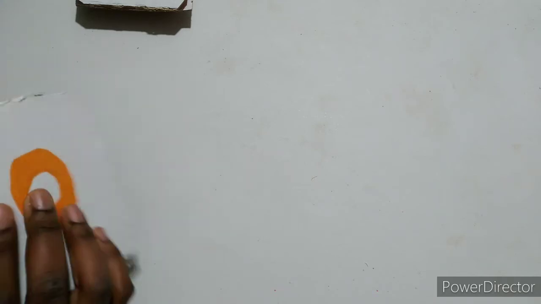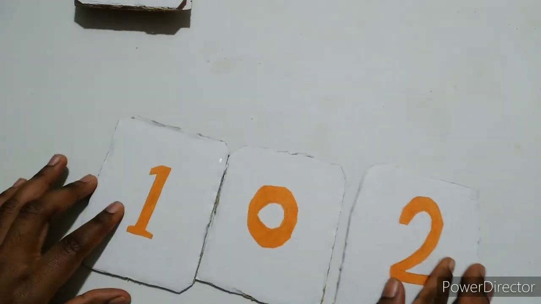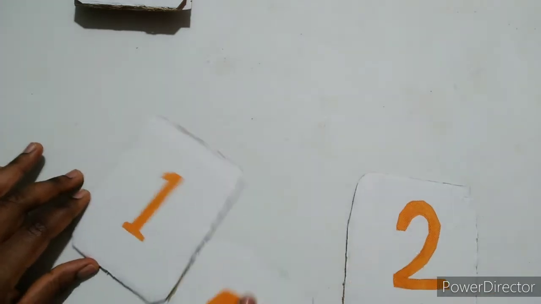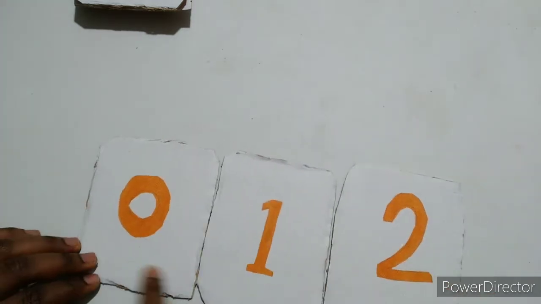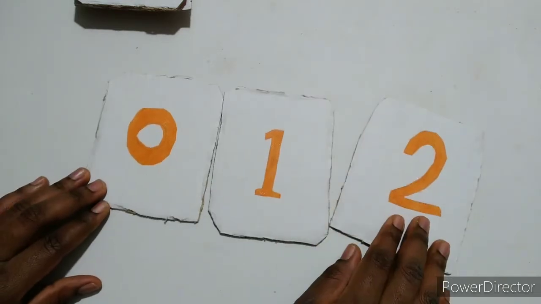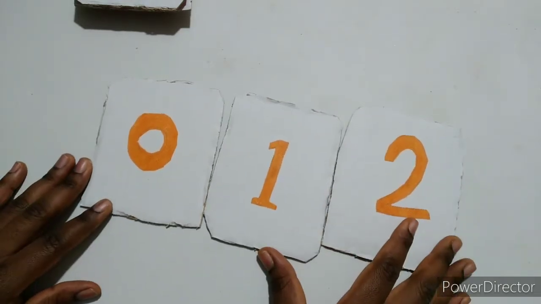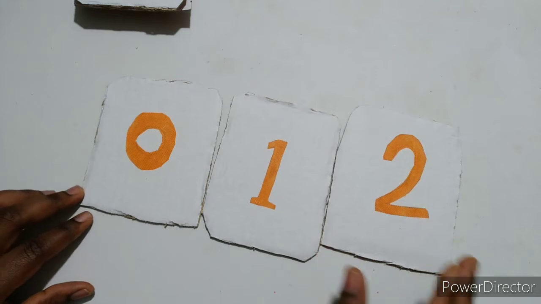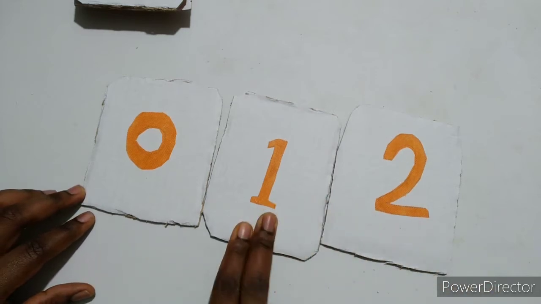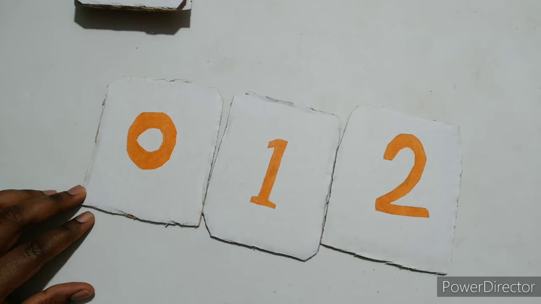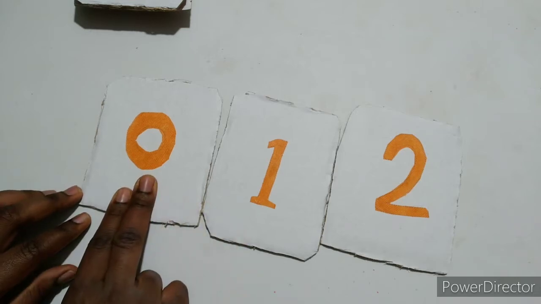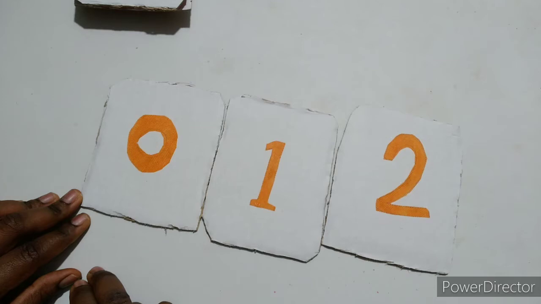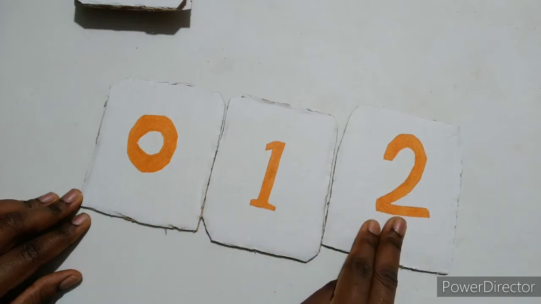When you are done with the naming, let's assume that the child can now recognize numbers 0, 1, and 2. The next thing we'll do is tell the child, "Can you point to number 1? Can you point to number 0? Can you point to number 2?"